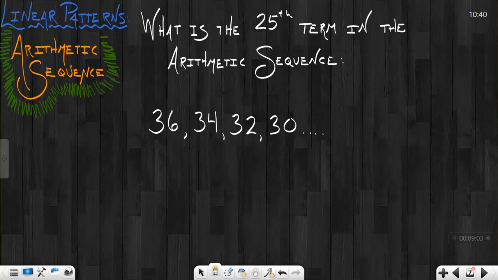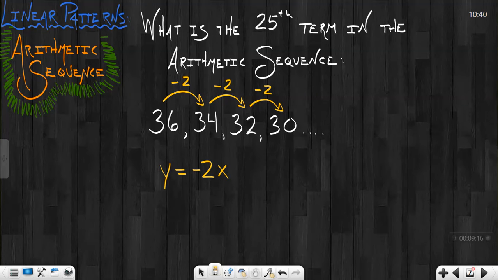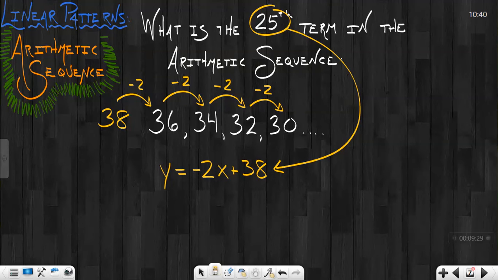All right, now I'm assuming that you paused it. And as we look here, we're going to find our increase or decrease first. And this time I'm going down 2, down 2 every single time. So my rule is going to start off as y equals negative 2x. Where would I begin? All right, if I was going down 2, well, what minus 2 is 36? Well, 38 minus 2 is 36. So now I can take 25 and plug it into my rule.